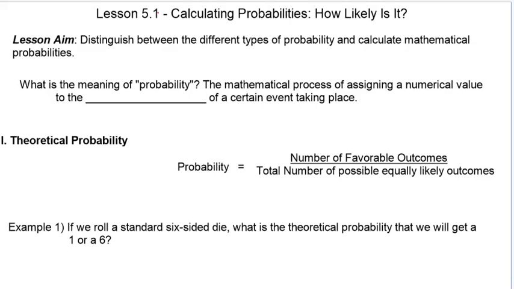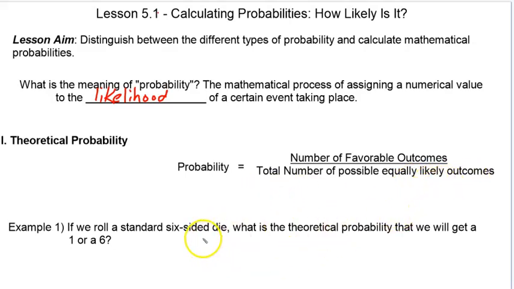And so just to get us started, we'll do some defining of terms, and then we'll actually get into the math involved. So what is the meaning of probability? We could say that it's the mathematical process of assigning a numerical value to the likelihood of a certain event taking place. So the mathematical formula, if you will, the process for finding a probability is the total number of what we would call favorable outcomes divided by the total number of possible equally likely outcomes.